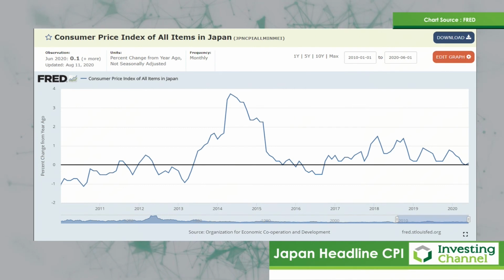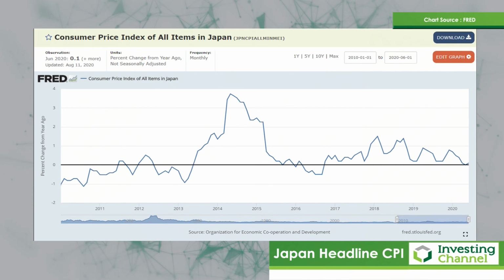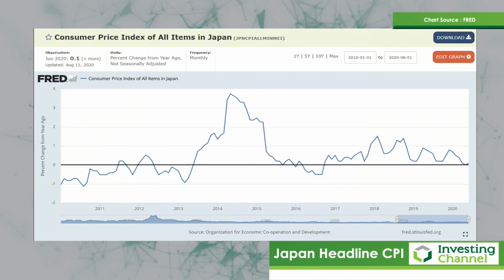So the questions I would have are, A, are these inflation measures actually really worth targeting? Do central banks actually have any control over them? Or are they merely tilting at windmills?